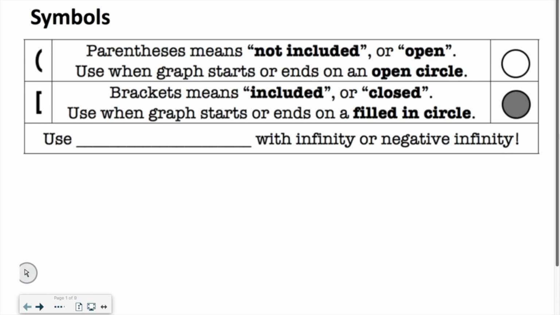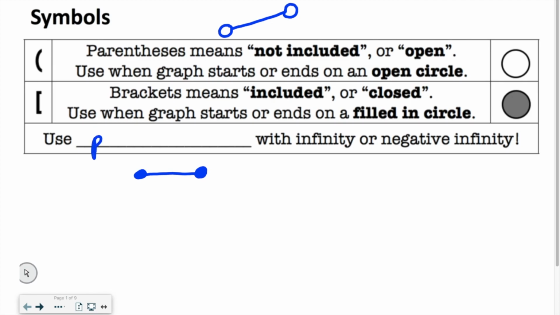So let's get started with a few symbols to go over first. When you're using parentheses, that means that the answer is not included, so you're going to use an open circle. When you're looking at a graph and you see a line that has an open circle, that means that you would use parentheses to answer that question. And for the brackets, if you had a closed circle at the end of the line, you would use brackets around that answer. So brackets means that the answer is included, and you would use a filled in circle. Parentheses means that it's not included, so you use an open circle.